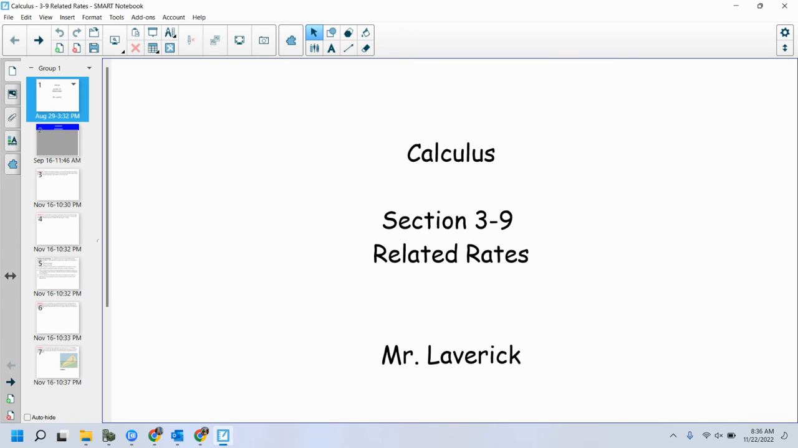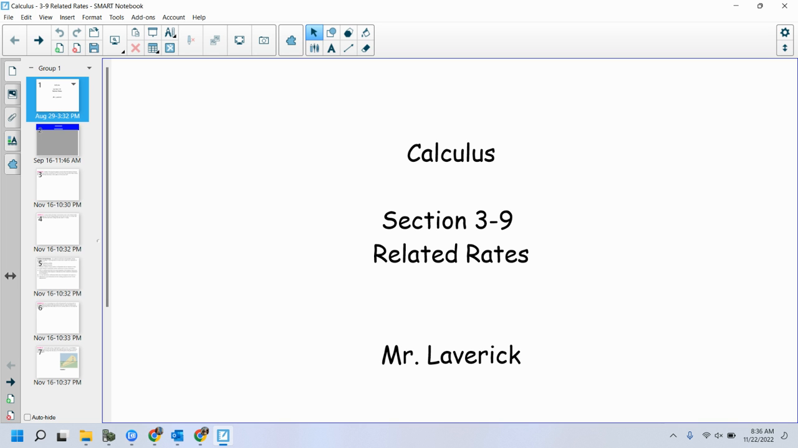Welcome back, everybody. So this is section 3.9, related rates. Now, again, like I said, section 3.9 is all application. Section 3.9 is all application of derivatives.